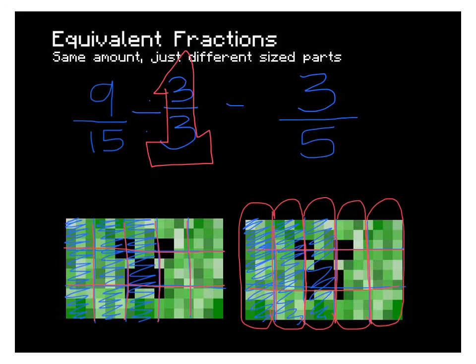So let's check to make sure that this is the correct way to do it. 9 divided by 3 is 3. 15 divided by 3 is 5. So I can verify that 9/15 is equal to 3/5.